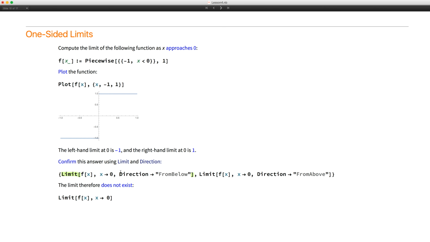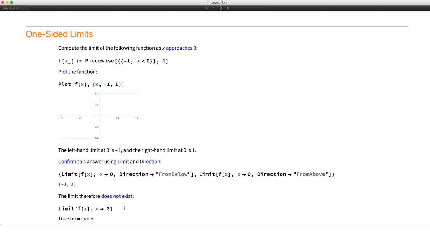So the question is, how do you check that with the limit function? Well, we have an option called direction. So when you say direction from below, you're going from the left. When you say direction from above, you're going from the right. And when you do that, you see that you get back the values -1 and 1 respectively. And of course, because you don't have the same behavior on the left and right, you get back indeterminate as the answer for the limit. So one-sided limits are really quite useful because they let you analyze more and more complicated functions.